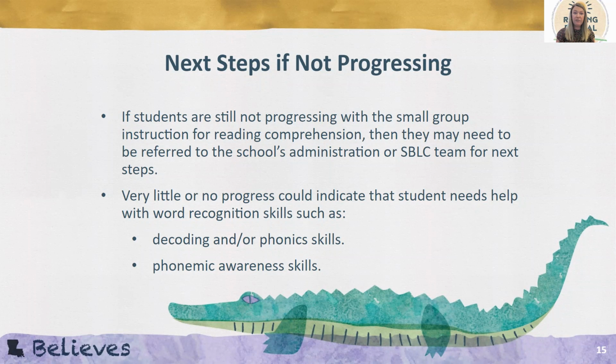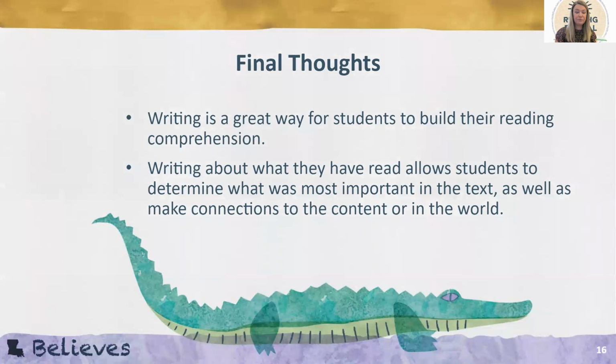Sometimes if students have a problem with reading comprehension, it's not just because we need to develop those upper strands of the rope. It might not be because of background knowledge or syntax. It might be because they still haven't developed their decoding or phonics or phonemic awareness skills yet. So they might need more intensive support. And so referring that to your school's administration or SBLC team could get the student the support that they need to develop those skills as well.